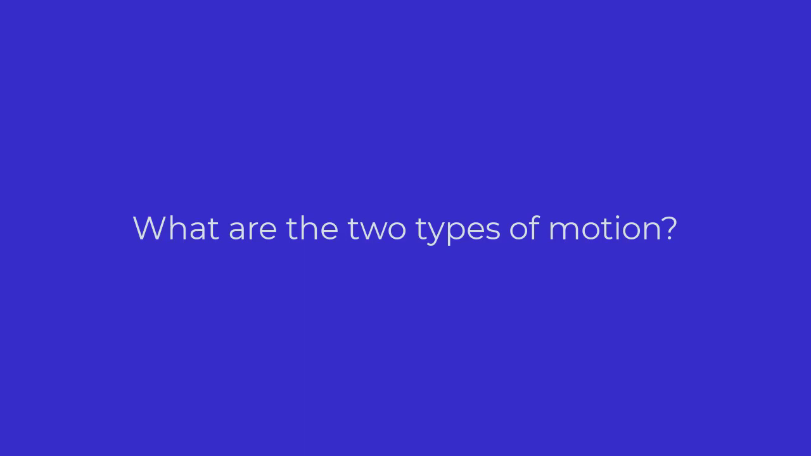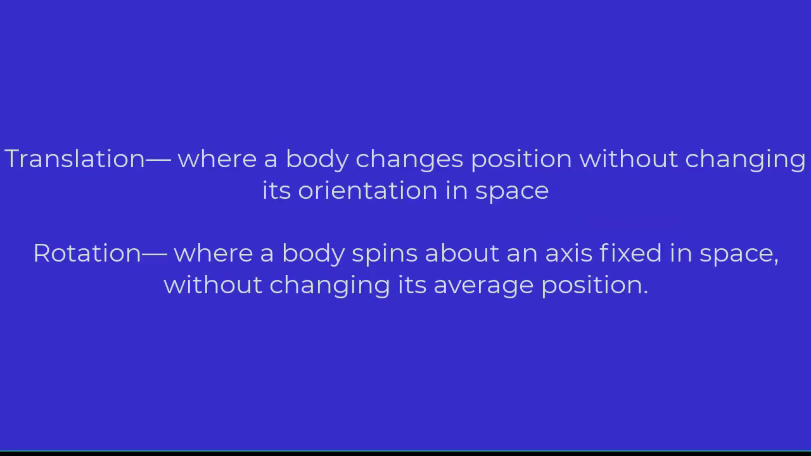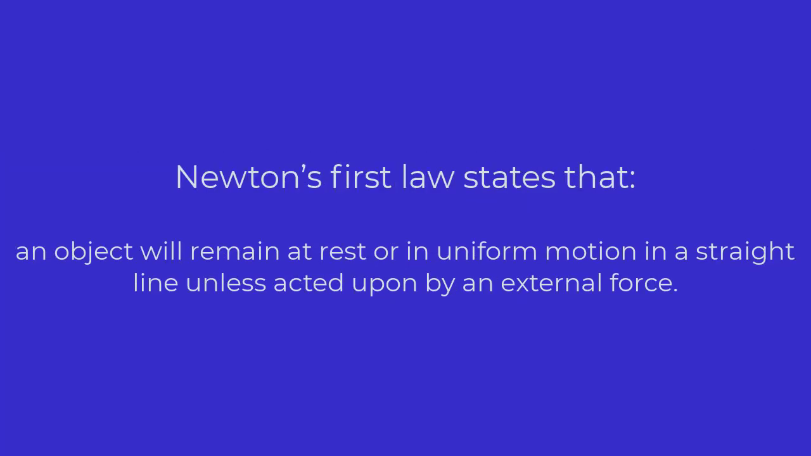The first one is translation, where the bodies change position without changing orientation. In other words, they don't spin, they just move. Rotation is where the body spins but does not move. And of course, you can have combinations of these two acting on an object. So let's look at the first law that Newton came up with.